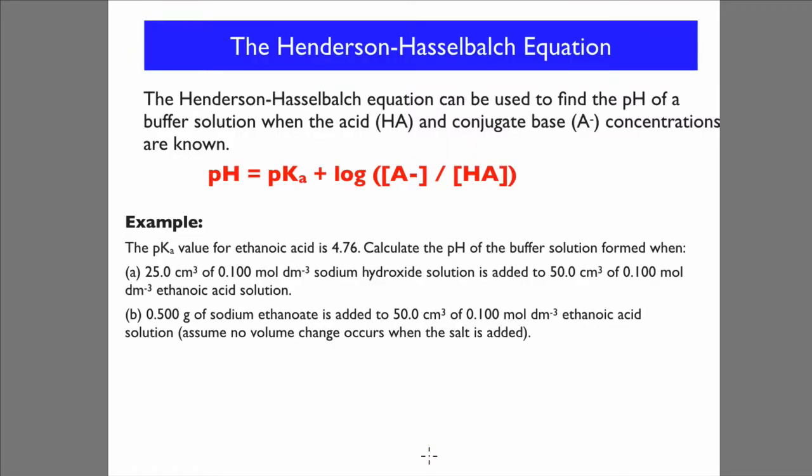The Henderson-Hasselbalch equation can be used to find the pH of a buffer solution when the concentration of the acid and concentration of the conjugate base are known. And you can see pH equals the negative log of the acid dissociation constant plus the log of the concentration of the conjugate base over the concentration of the acid. Some examples. Have a go at that. It really is just plugging some numbers in, see if you can do it.